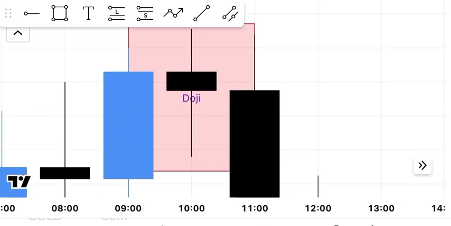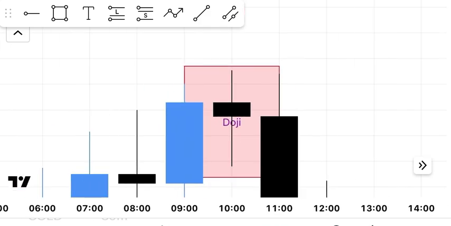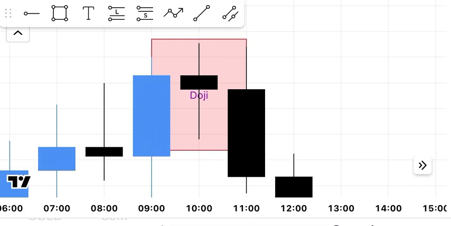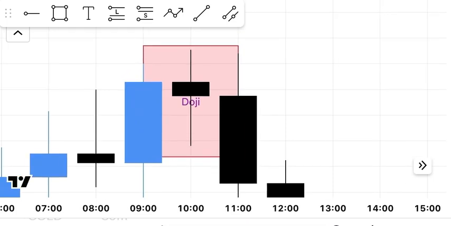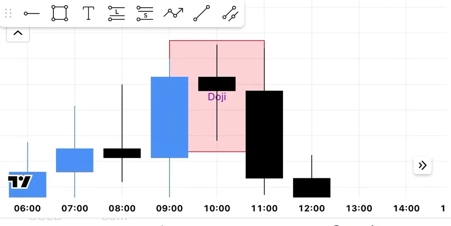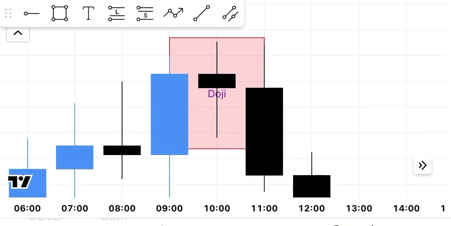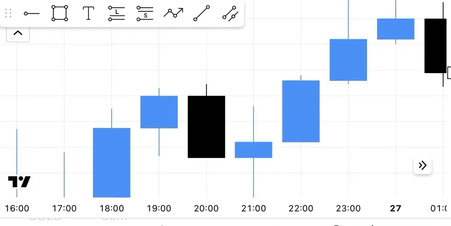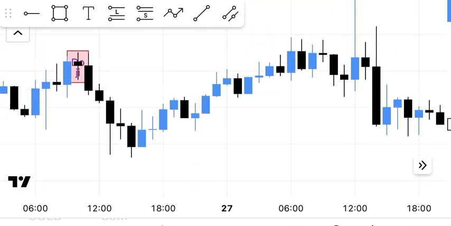So when you see this kind of candlestick on your chart, or in the market where the market is currently moving, and this kind of candlestick forms, this candle is letting you know that there's no decision between buyers and sellers. So that is how the doji candlestick forms in the market.